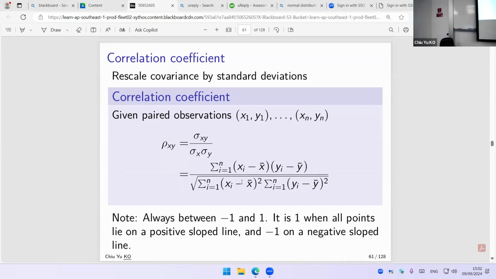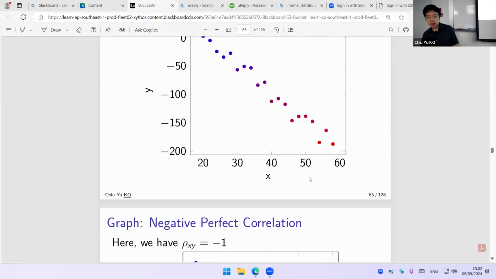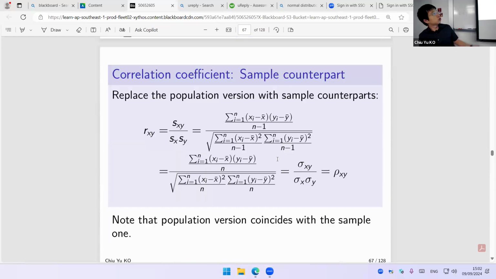And some of you ask me why I have the population version and don't have the sample one. Okay? The reason is, for this case, the sample and the population are the same. The proof is very simple, because you divide everything by n-1, they cancel out. So the sample one is called R, the same as rho. It happens to coincide for this one. So the sample and the population are the same. This is a very special case.